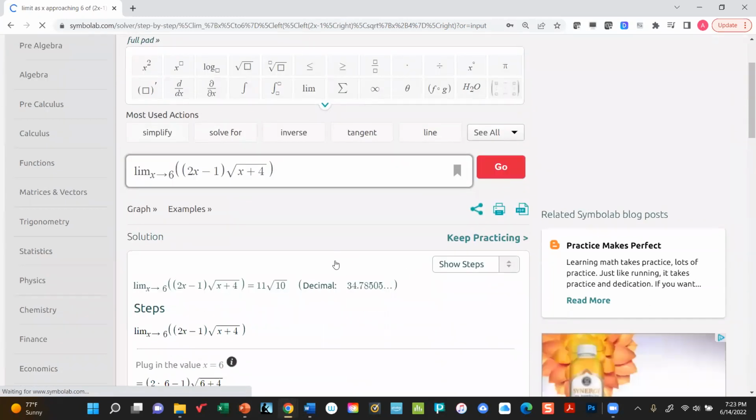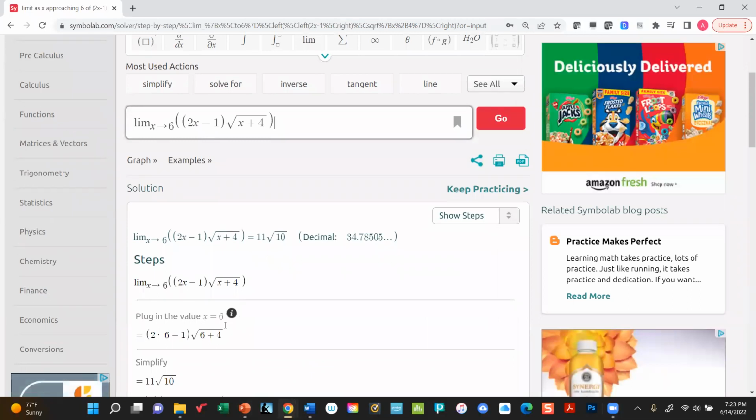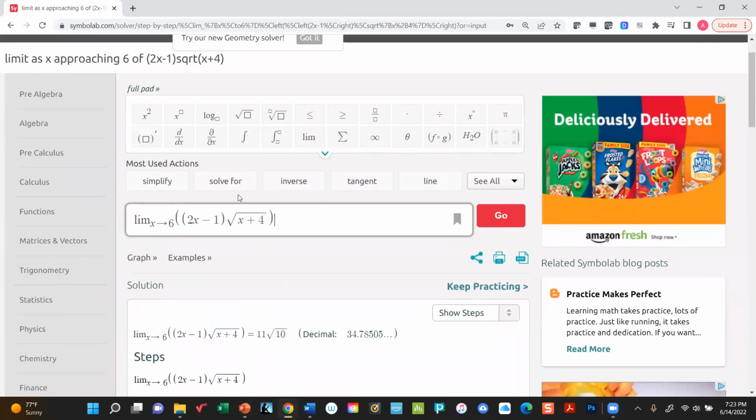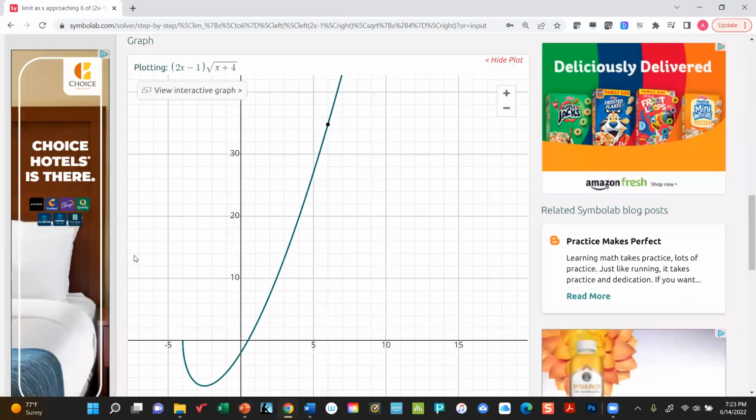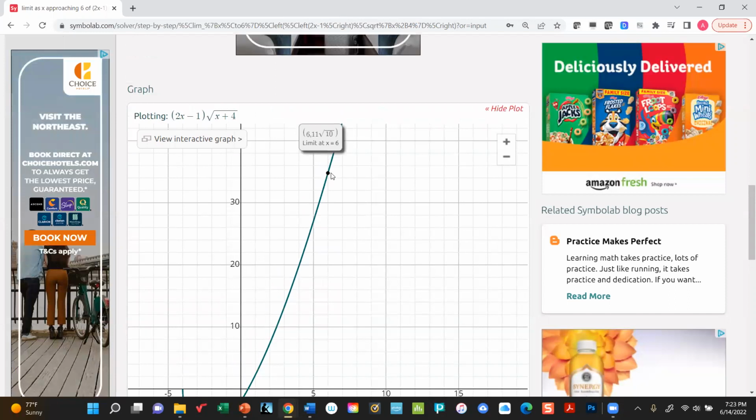So they agree with us that it's 11 radical 10, and they're showing us that they just basically plugged in the values. The graph shows us that, oh, wow, that's interesting. It's not exactly what I was expecting, but yes. So when we have x equals 6, you can see way up here, and in fact, it's even labeling it for us. The limit is 11 radical 10. So Symbolab is trying to be as helpful as possible.